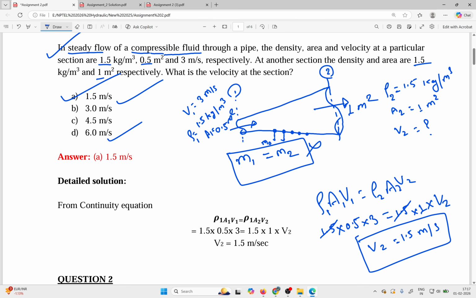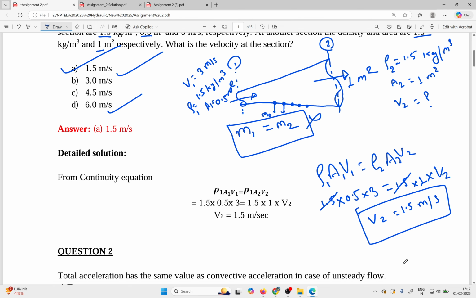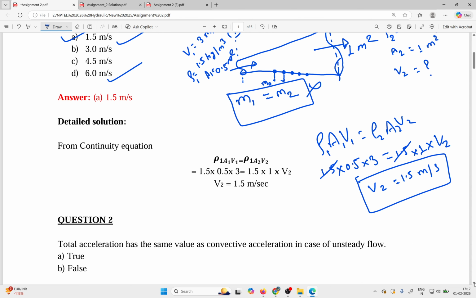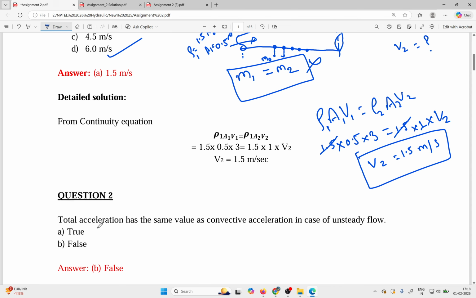Very easy. Okay, now let us move on to the next question, question number 2. Here the answer is visible, no issue. We have to read: the total acceleration has the same value as convective acceleration in the case of unsteady flow, true or false. This is a very, very important question. So it is false. How is it false?